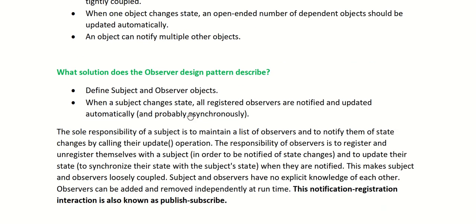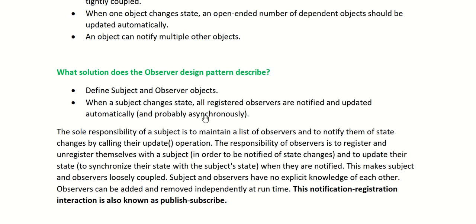So what solutions does this observer design pattern give? Define subject and observer objects or interfaces. When a subject changes state, all registered observers are notified and updated automatically, and probably asynchronously. The .NET events, the C# events and delegates, have the capability to be automatically updated about a notification sent from their subject asynchronously using threads. So that is also available in the C# programming language.